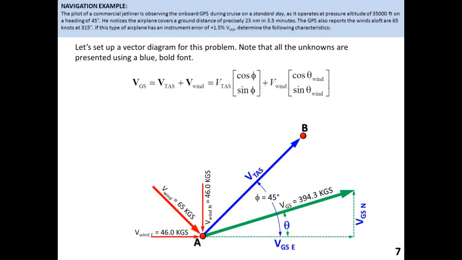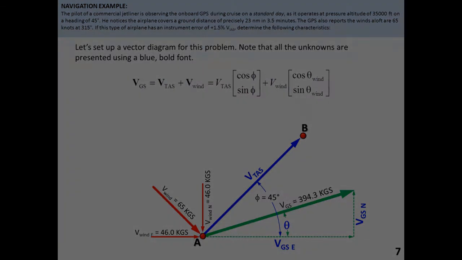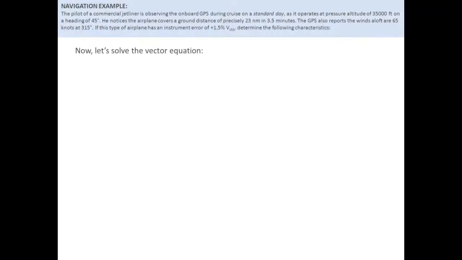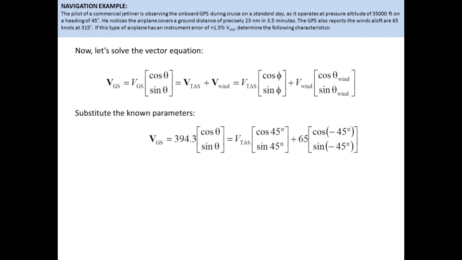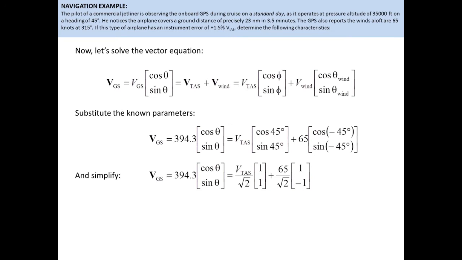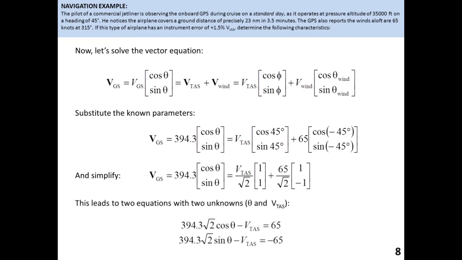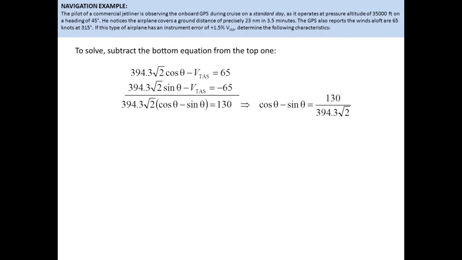Now let's set up a vector diagram for this problem. Note that all the unknowns are presented using a blue bold font. Next, let's solve the vector equations as shown. Substitute the known parameters and simplify. This leads to two equations with two unknowns, theta and VTAS. Now, to solve, subtract the bottom equation from the top one. This gives us a trigonometric relationship for theta.